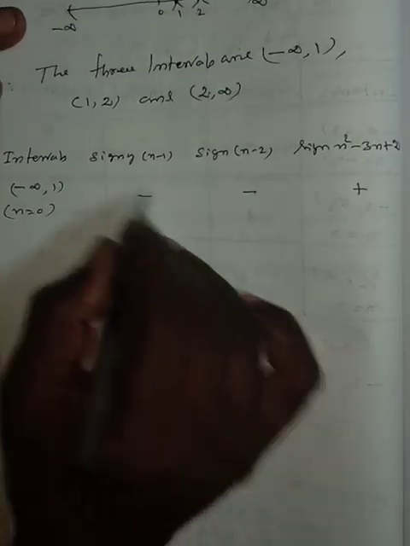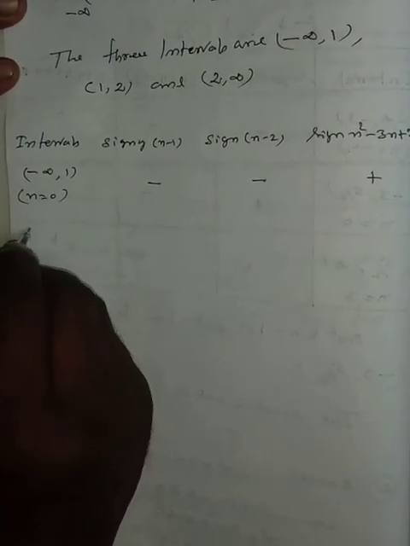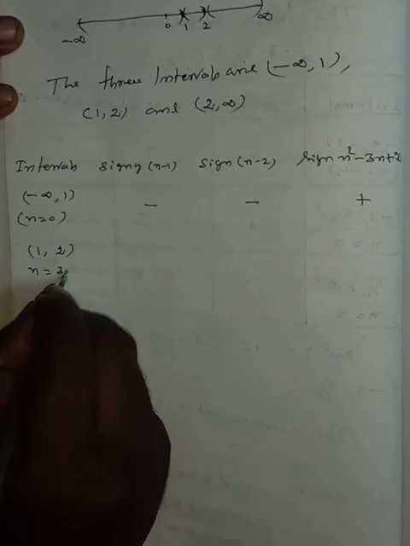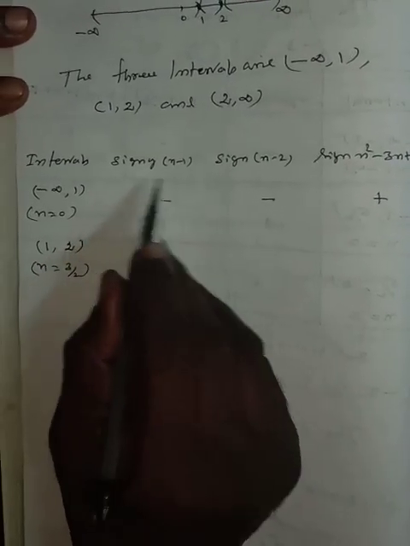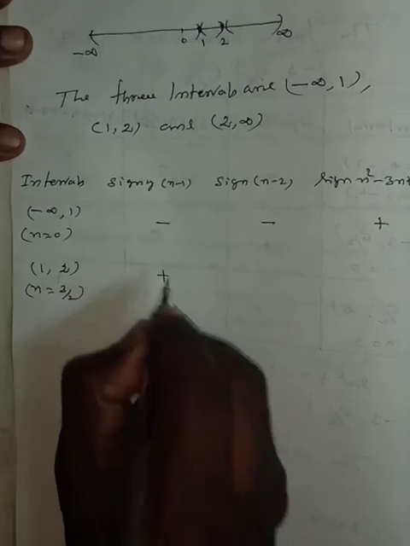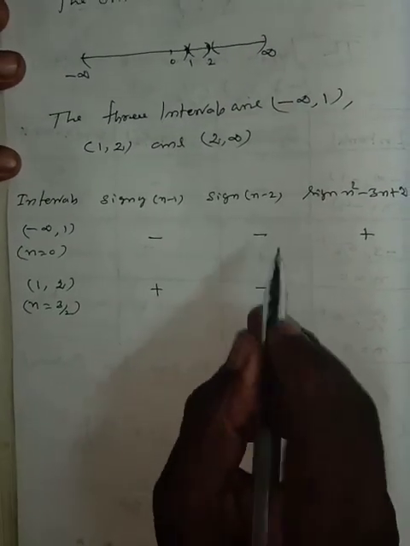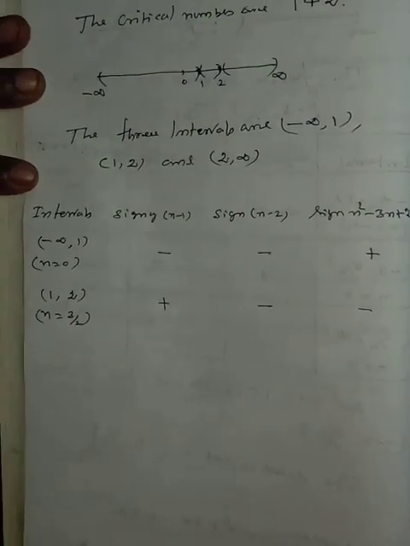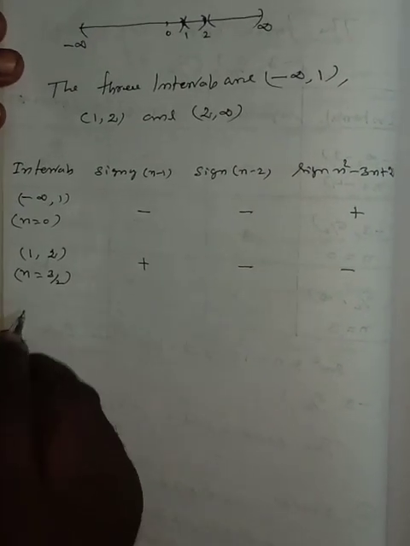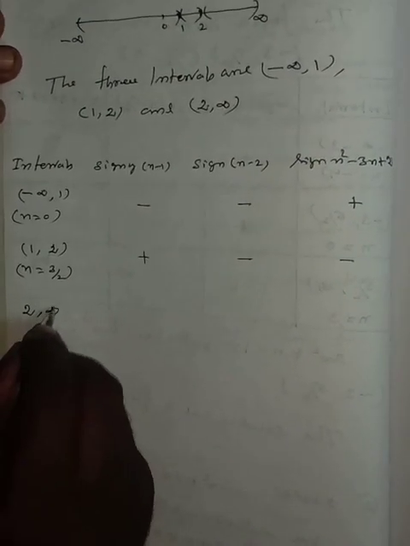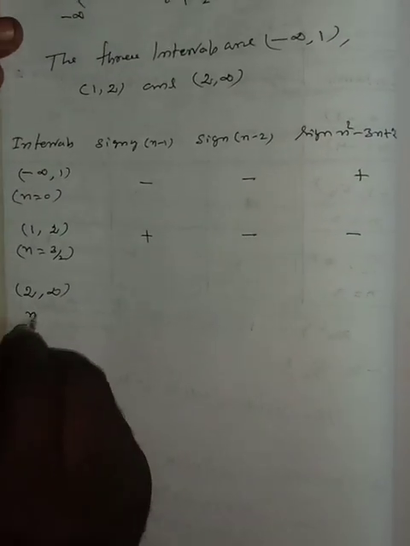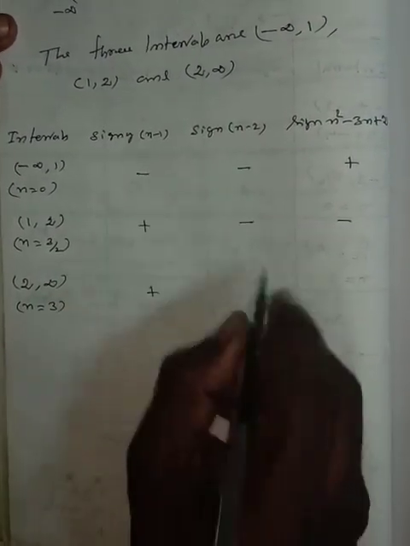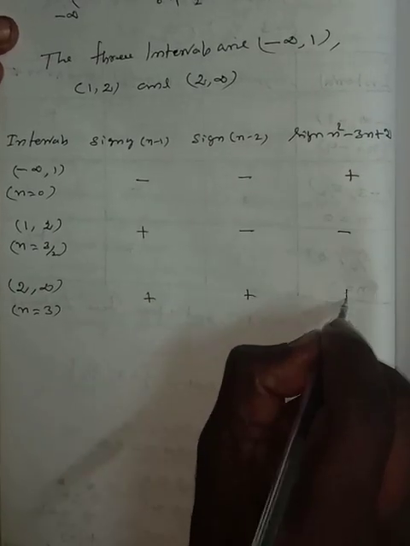Next, consider the second interval 1 comma 2. X is equal to 1.5, so 3 by 2. Apply x is equal to 3 by 2: positive sign, negative sign. 1.5 minus 2 is minus 0.5. Positive into negative is negative. Next, consider the third interval 2 comma infinity. Put x is equal to 3. Apply x equal to 3: positive sign, positive sign. Positive into positive is positive.